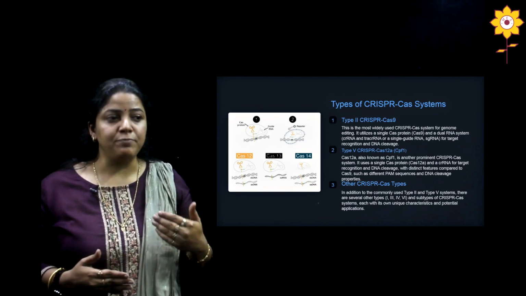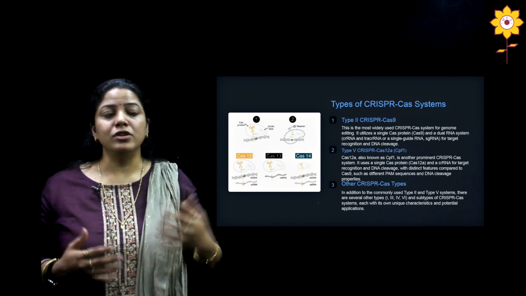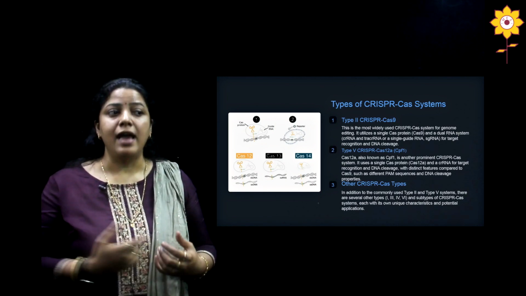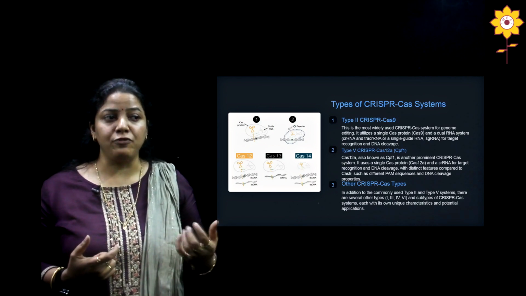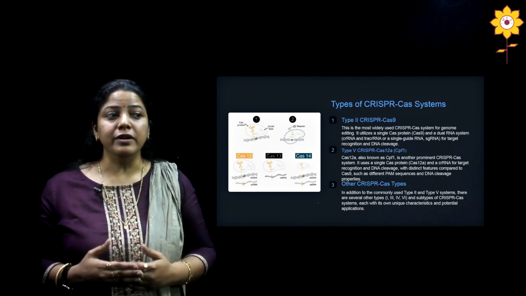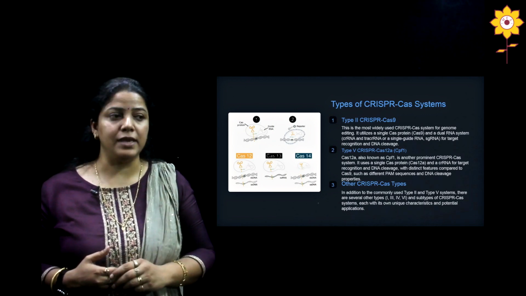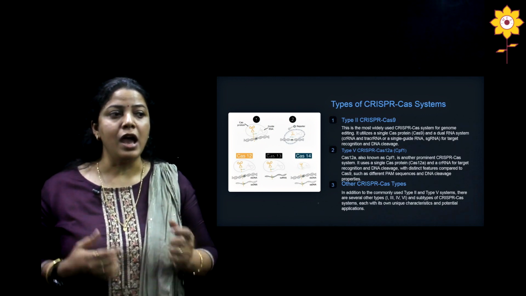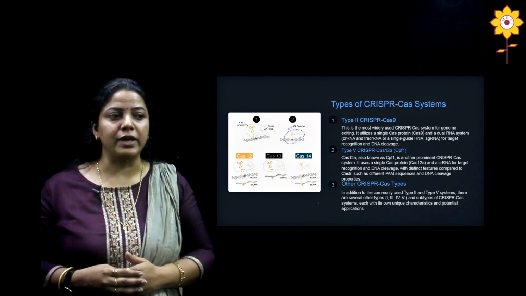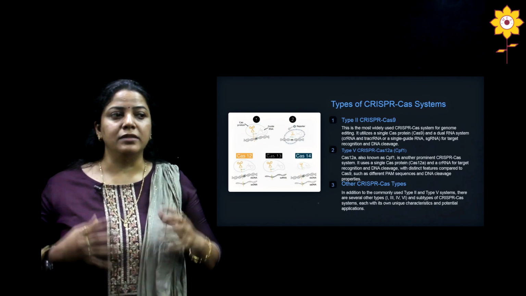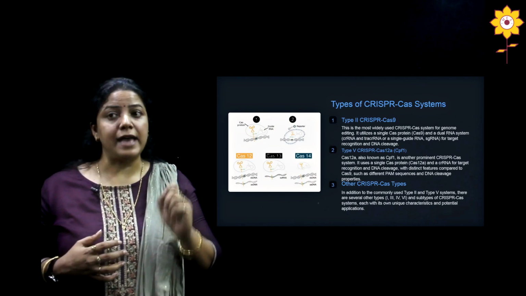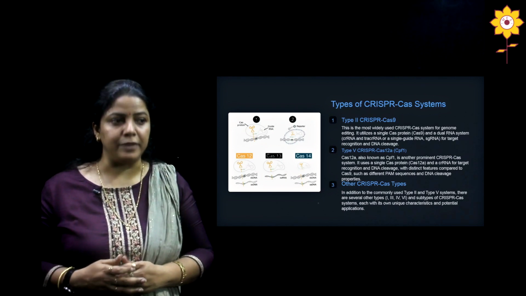Then you have the type 5 CRISPR, which is a combination of Cas12a, which is also called your Cpf1 protein, along with the CRISPR RNA. Here it will require a single crRNA, that is your CRISPR RNA, along with the single Cas protein, that is your Cas12a. And the characteristics of your Cas12a are different as compared to your Cas9.